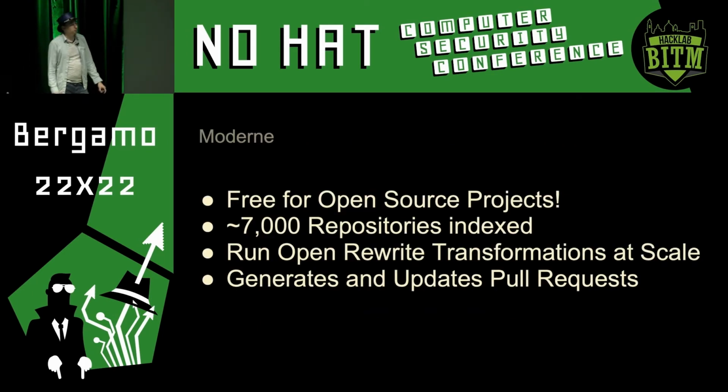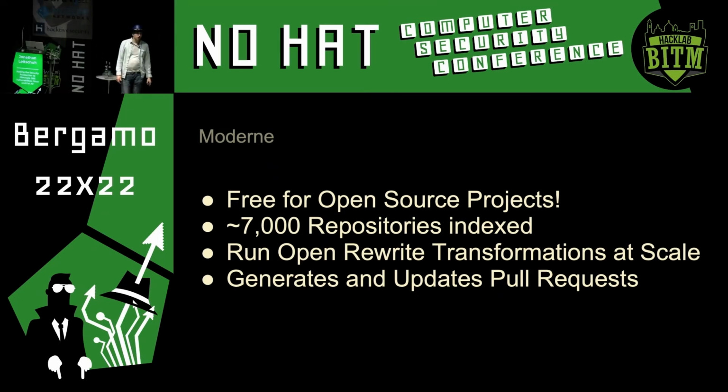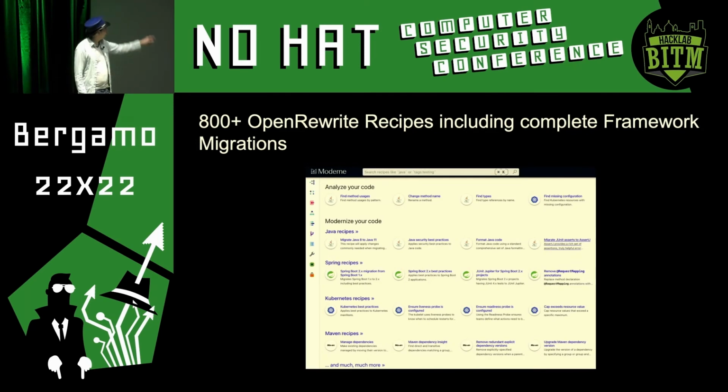Moderne is free for open source projects. They have about 7,000 repositories indexed across the Java ecosystem. And it allows you to rewrite transformations at scale and generate and update any pull requests that you may create using it. And this is the SaaS that they have. They have recipes for things like updating the version of Spring, for example.